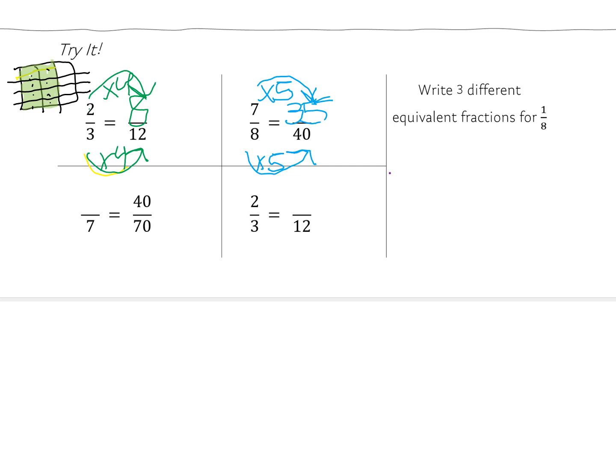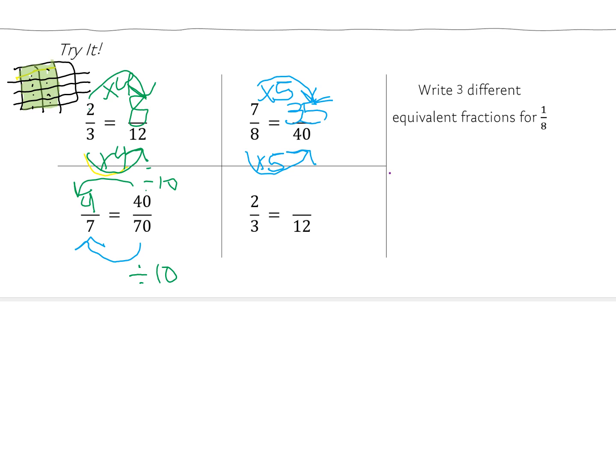Let's keep going. Now I have some 7ths are equal to 40ths. This one I'm going the opposite direction. I've got 70 and I want to turn it into 7. Well, I know that 7 times 10 is 70. So if I wanted to go that way, 7 times 10 is 70. To go backwards, I'm going to have to divide by 10. And then I can do the same thing to my numerator. I started with 40. I want to divide by 10. 40 divided by 10 is 4.